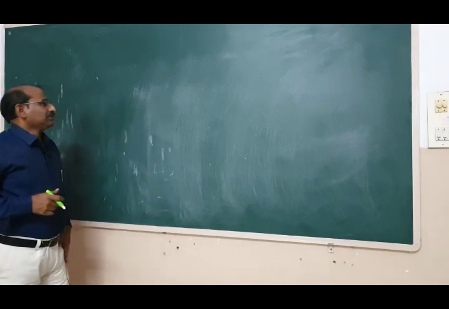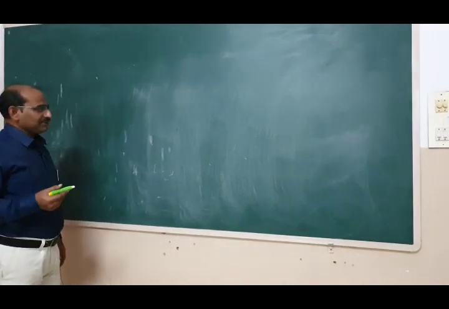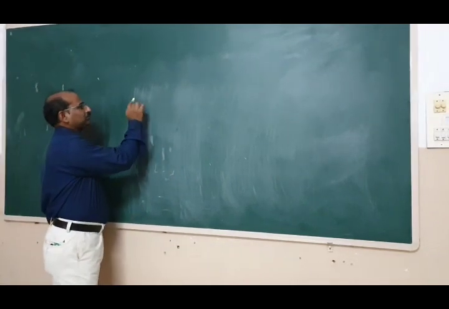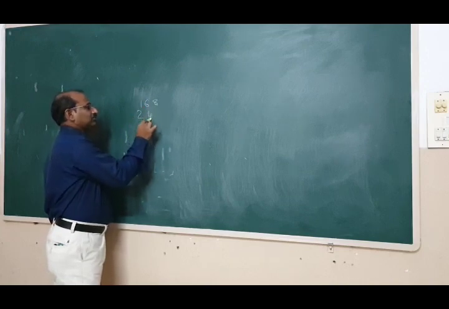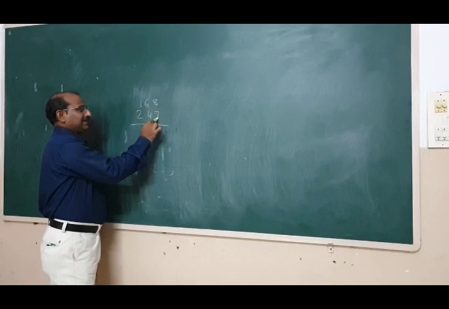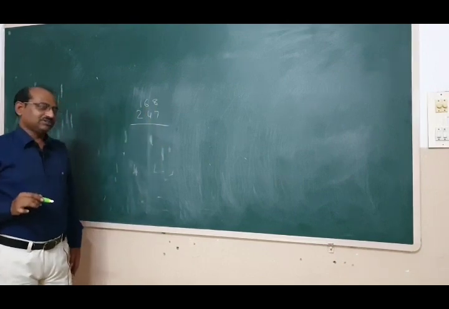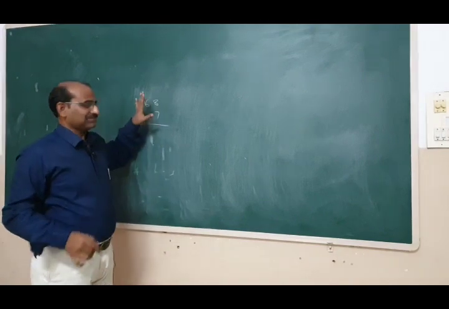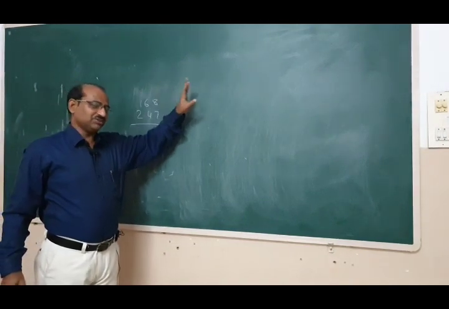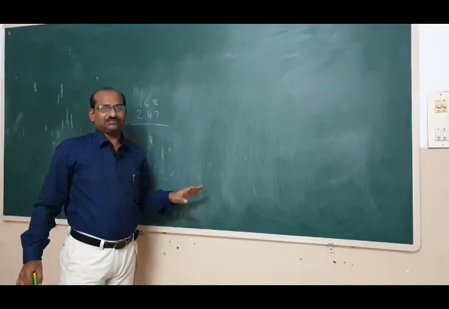Okay. So first, additions. How do you add two decimal numbers? 1, 6, 8, and 2, 4, 7. So 8 and 7 we have to add. In UKG or LKG you will learn all these things. What is 1 plus 1, 1 plus 2? So some basic additions are there, right?